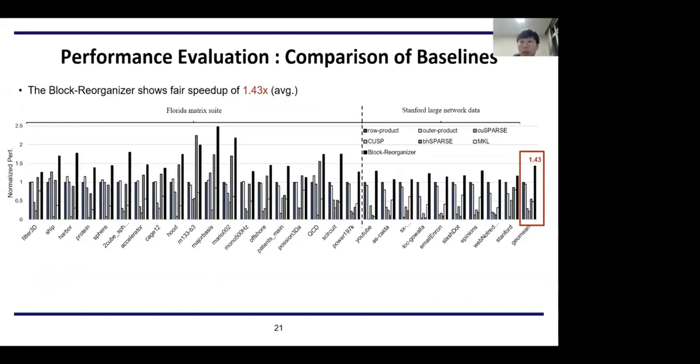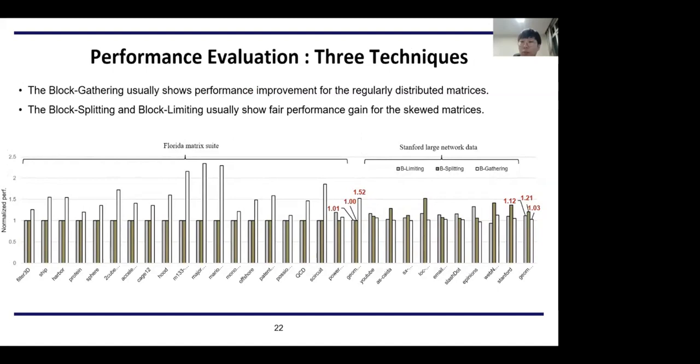The graph shows the relative performance of various techniques, normalized to our row product-based multiplication baseline. Here, block reorganizer shows the best performance on most datasets and achieved 1.43 average performance gain over the baseline. To show the benefits of each proposed technique, we tested the three techniques separately. For the Florida matrix collection dataset, which is mostly regular matrices, block gathering showed the best performance gain. And for the skewed matrices from the Stanford collection, block limiting and splitting showed good performance gain as expected.